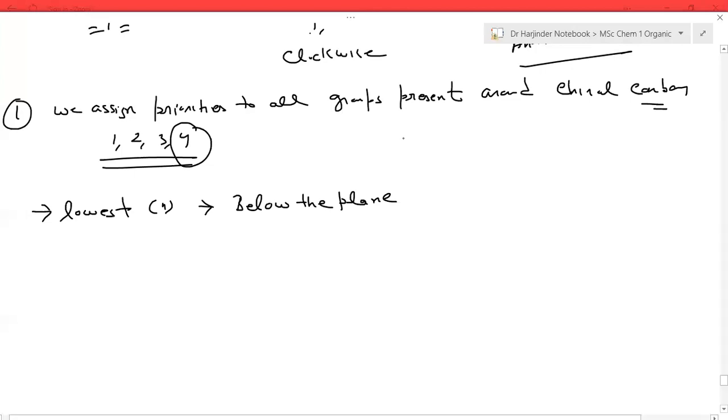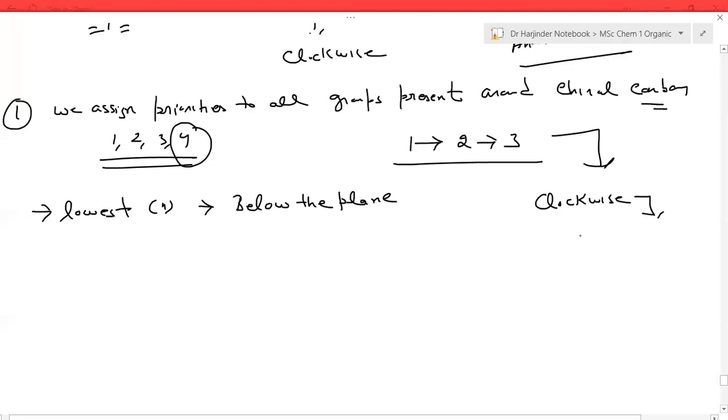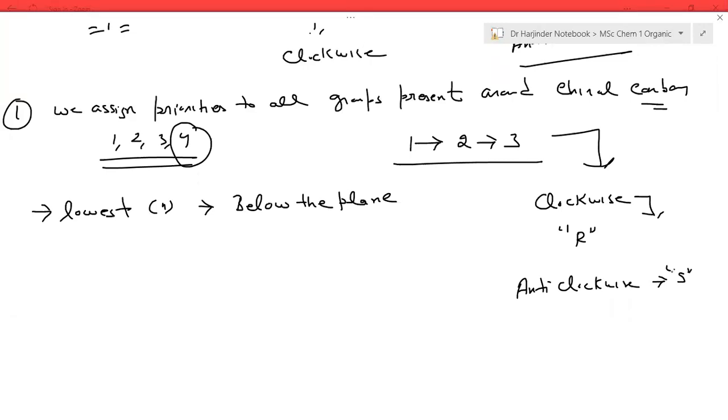And then you will look over the sequence of the remaining groups. That means you move from 1, 2 to 3. If it moves in a clockwise direction, then it is R. And if it moves in an anti-clockwise direction, then it is S. So this is a very simple method. The condition is your lowest priority group should be below the plane. That means if you have a flying wedge structure, where should the lowest priority group be?